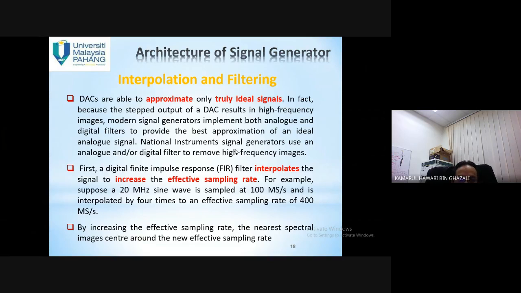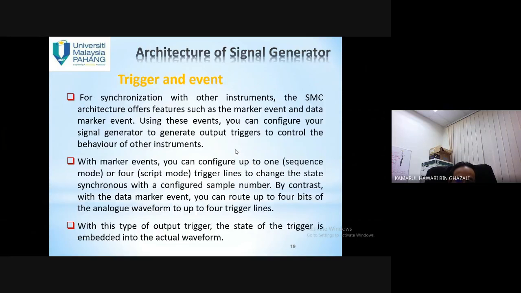Interpolation and filtering. DACs are able to approximate only a truly ideal signal. In fact, because the step-up of a DAC results in high frequency images, modern signal generators implement both analog and digital filters to provide the best approximation of an ideal analog signal. First, a digital finite impulse response filter interpolates the signal to increase the effective sampling rate. By increasing the effective sampling rate, the nearest spectral images center around the new effective sampling rate.